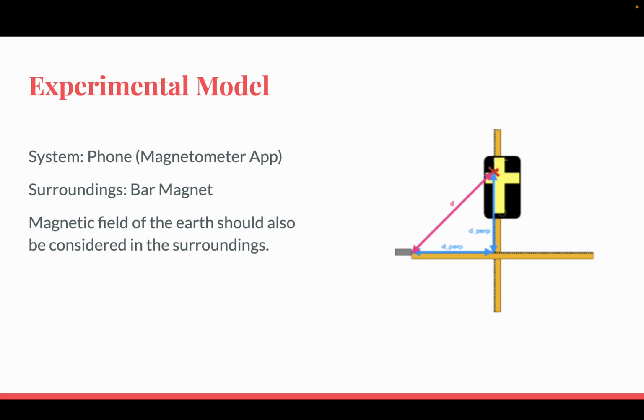The experimental model. So pretty much we're using the phone magnetometer app with a neodymium bar magnet to see the effect of distance on the magnetic force. So the surroundings are the bar magnet. The magnetic field of the Earth should also be considered in the surroundings.